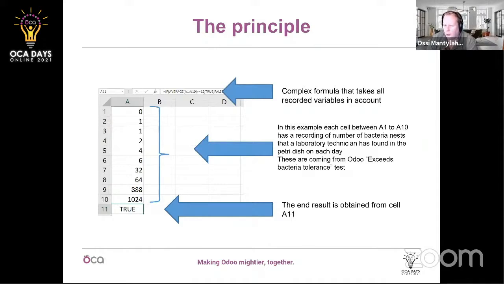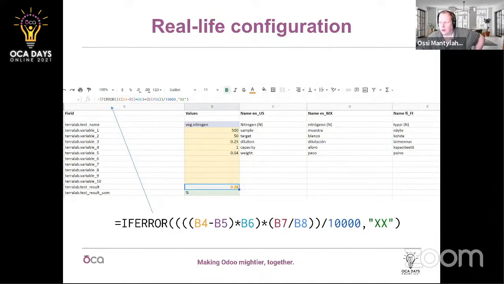So based on this information, you can actually get the end result. That is, does this exceed the bacteria tolerance, and then you have the formula in the cell A11, which gives the result to Odoo that is sterile or not. And as you see here on the formula row, the upmost arrow, there you can see how it is actually factored in. So that was the principle.